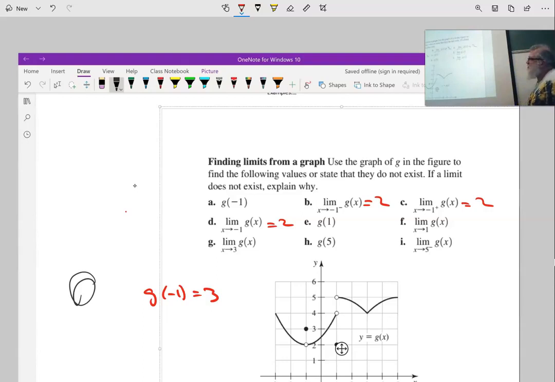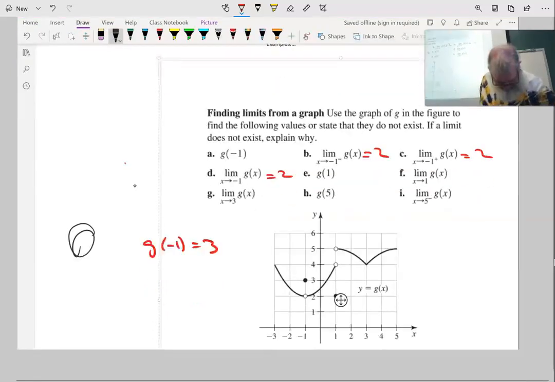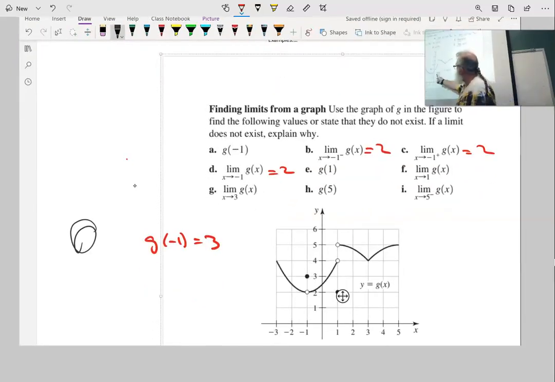All right, the next one, g of 1. That's saying, hey, x is 1, what's the y coordinate? When x is 1, what's the y coordinate? 2. Is it 2? Yeah, it's 2. Oh, I see it now. I almost missed that. Everybody see the dot there that's kind of hidden behind a thing I can't get rid of right now? So that's 2. I thought it was going to be undefined. Thank you for catching that.